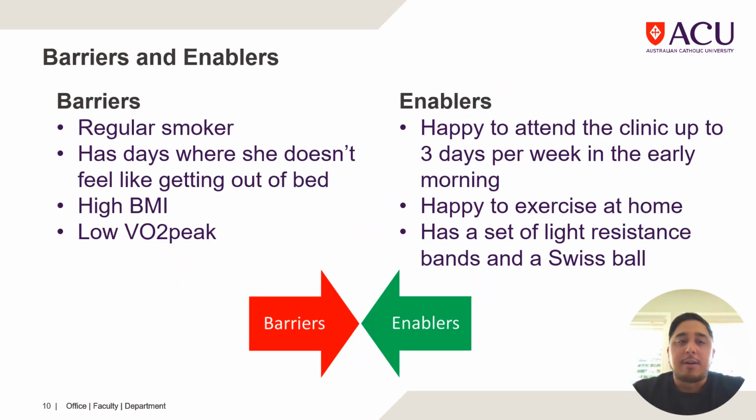There are various barriers and enablers for Mandy achieving her goals. Barriers include that she is a regular smoker, has days where she doesn't feel like getting out of bed, has a high BMI, and a low VO2 peak. Enablers include that she's happy to attend the clinic up to 3 days per week in the early morning, happy to exercise at home, and has a set of light resistance bands and a Swiss ball.